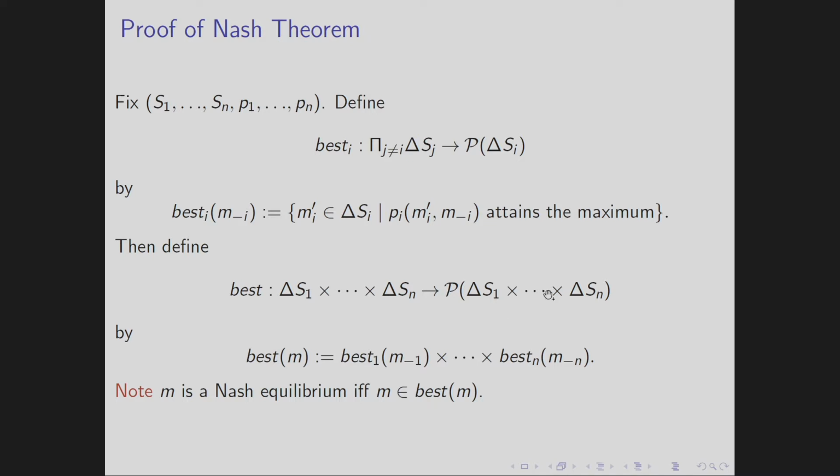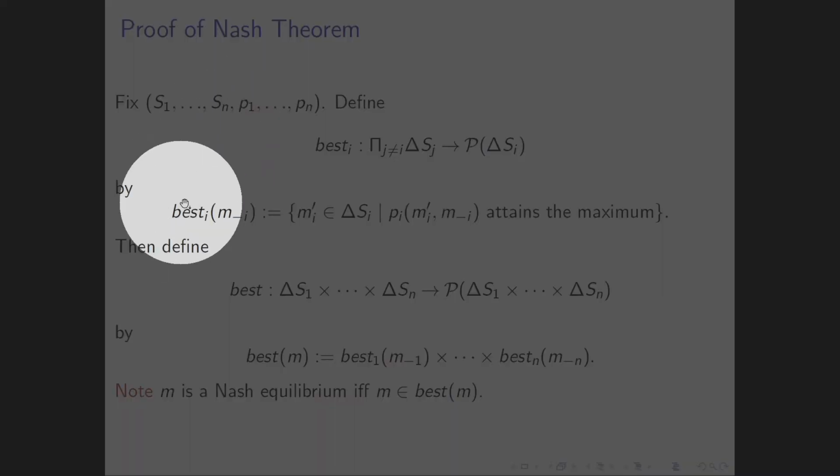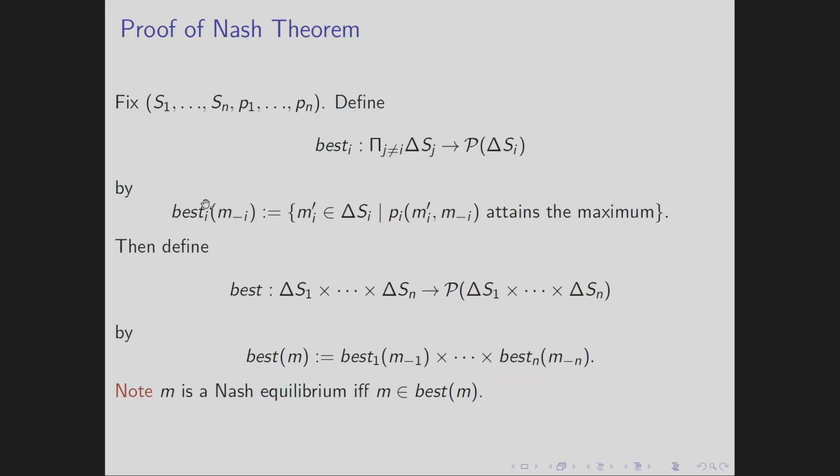Best I is defined here. So here is the definition. Best I takes a vector of strategies of the opponents and assigns to it the set of best responses, which mathematically is simply the set of such mi prime for which this function attains maximum.